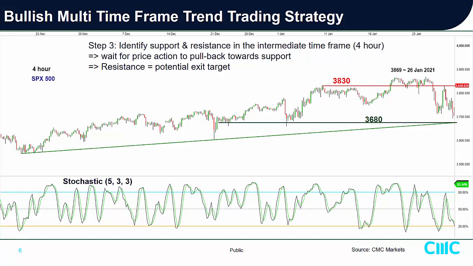And how do I know whether this pullback is about to end at the support level? I look out for an oversold condition in the stochastic oscillator. For this stochastic oscillator, due to this multi-time frame trading strategy, I will actually modify the parameter. To give a brief explanation, this is a slow stochastic. The slow stochastic would have a general primary parameter of 14, 3, 3. Since I'm doing multi-time frame, I will halve the 14, 3, 3 to 5, 3, 3.